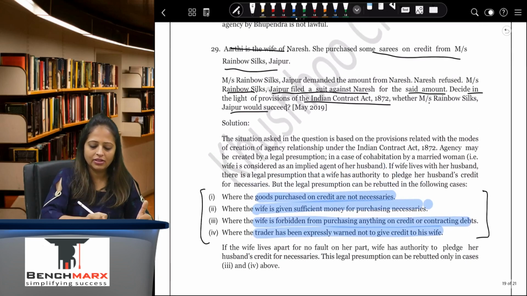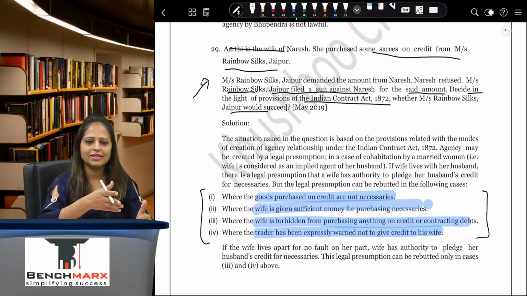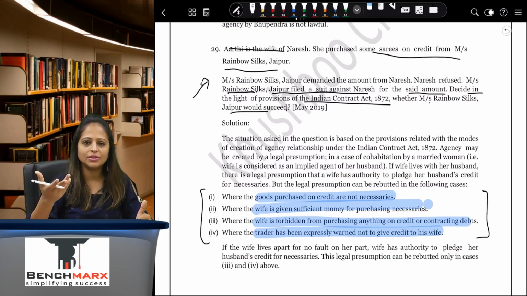Since the case given here does not fall within the 4 scenarios which are given under the exceptions, Mr. Naresh will be liable to Rainbow Silk. So, because it's there in the May 22 module, I would advise you to go through this question before your examination, so that in case it is asked, you know these 4 points. So, if Mr. Naresh has expressly told the trader or the wife not to buy anything on credit, or she's buying something which is not a necessity, she's buying something which is a luxury, then in that case the husband will not be liable. Okay.